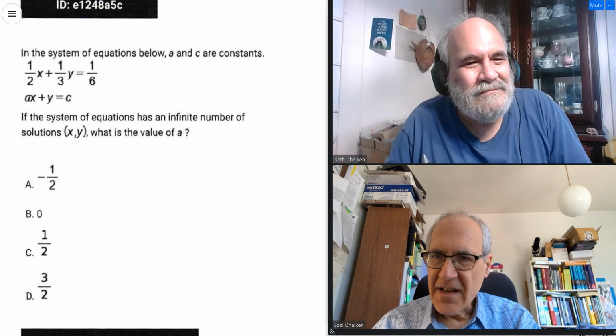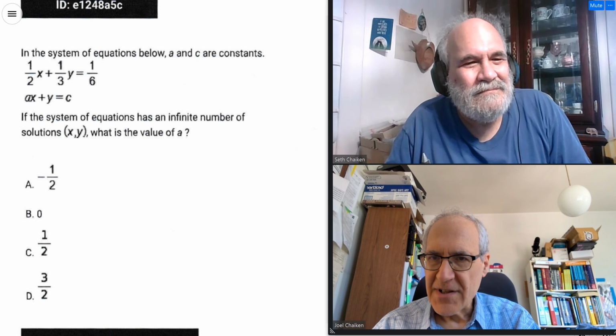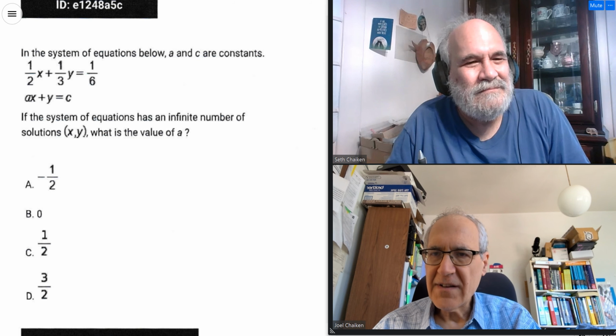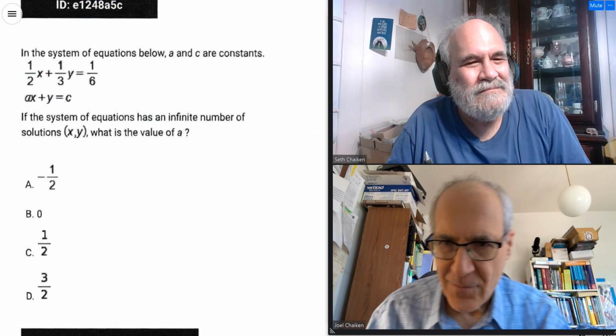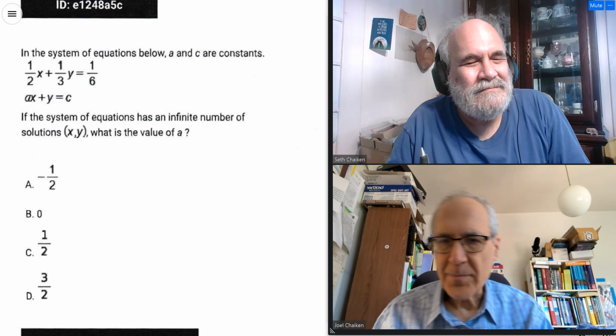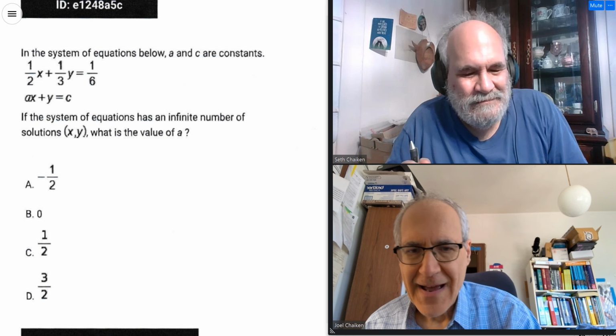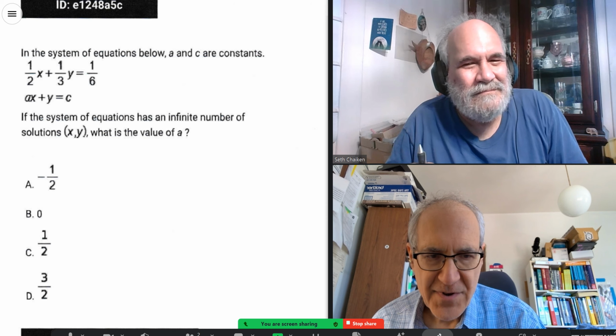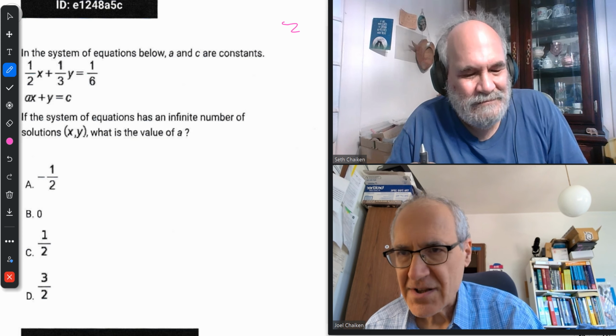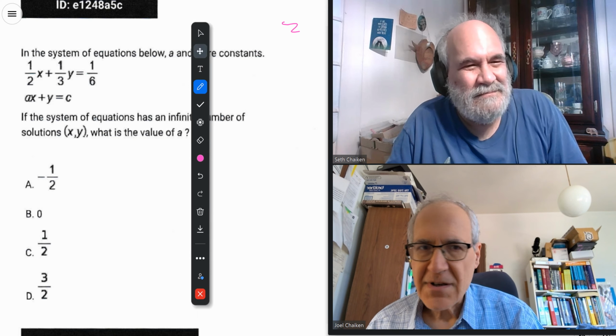Okay, in the system of equations below, A and C are constants. If the system of equations has an infinite number of solutions, x and y, what is the value of A? Boy, do they love this question, because of the content, and also because it has to do with parameters in an equation, and the SAT loves equations with parameters in the equations. So let's get right to it.